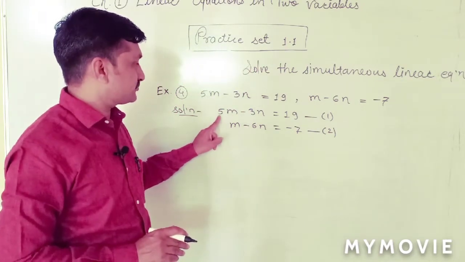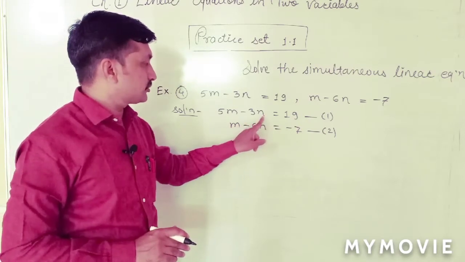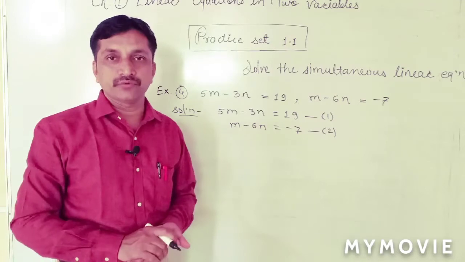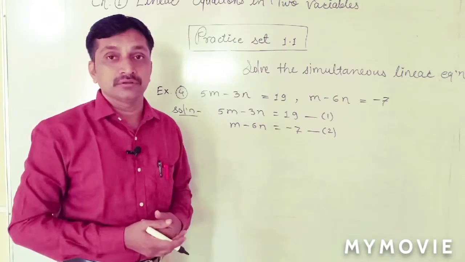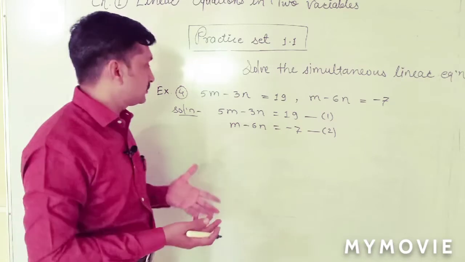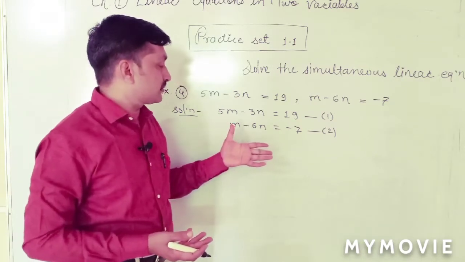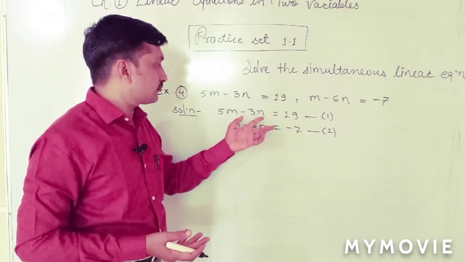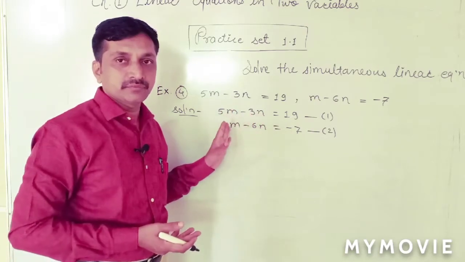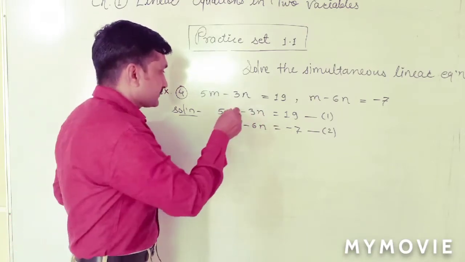Here the coefficient of m is 5, here it is 1. Here the coefficient of n is 3, here it is 6. Coefficients are not equal, but we want them equal. If they are not equal, we have to make them equal. We have to equate. Now which variable can we equate? We can equate m and n also. And here the signs are same. That's why we can select any variable.